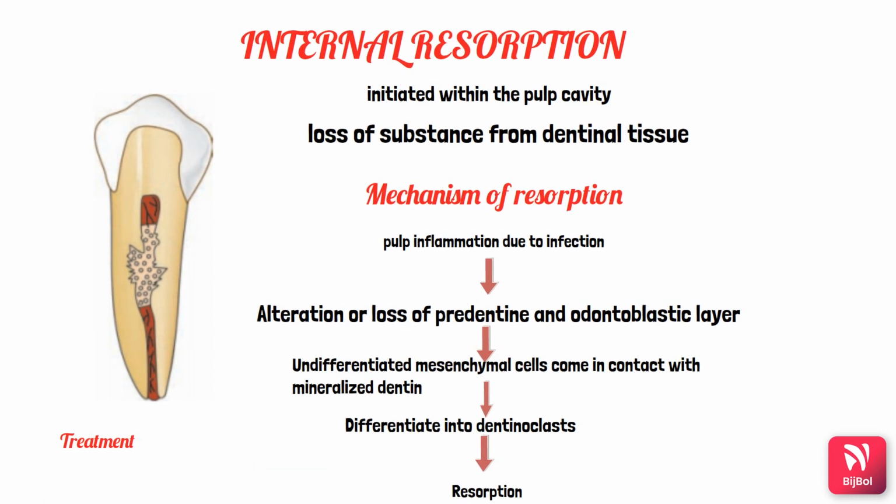So the treatment option for this is the pulp extirpation, which will stop the internal root resorption. And also the surgical treatment is indicated if the conventional treatment fails.